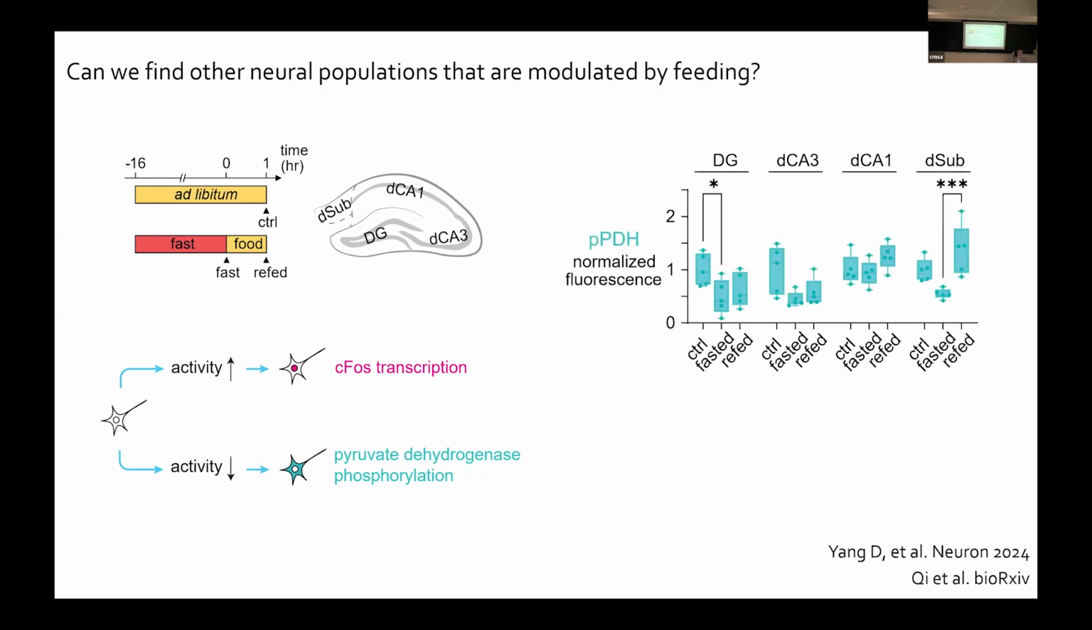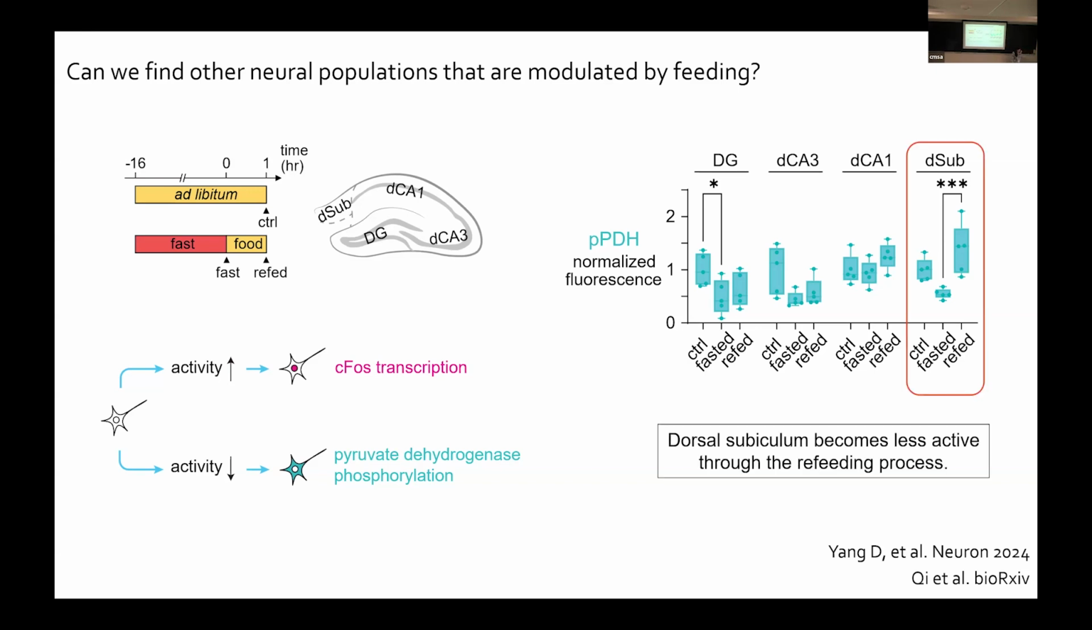So they looked in different regions of the hippocampus for this fluorescence of pyruvate dehydrogenase in the control and then the fasted and the refed. And they found that the dorsal subiculum of hippocampus had these neurons that were silenced after refeeding. So opposite direction of CFOS, the higher the bar here is, the less activity. So here's baseline in a fed mouse. When the mouse is starving, activity goes up, and then after it refeeds, the activity goes down. So it's a brain area that's silenced by feeding.